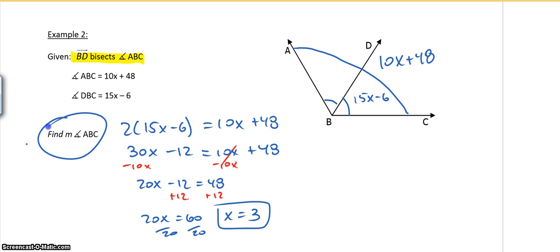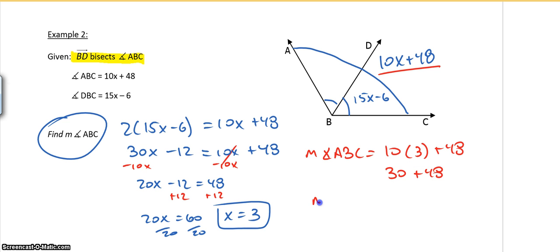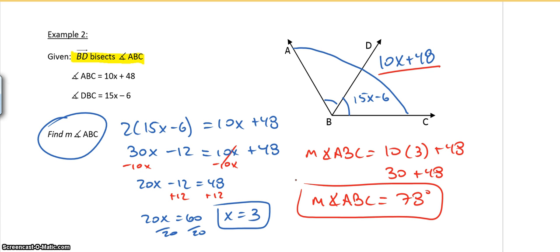Now it wants us to find the measure of ABC. So it wants the measure of the whole thing. So the measure of angle ABC, well, we know ABC is 10x plus 48, and we now know x is 3. So we just substitute that value in. We get 30 plus 48. So the measure of angle ABC is 78 degrees.